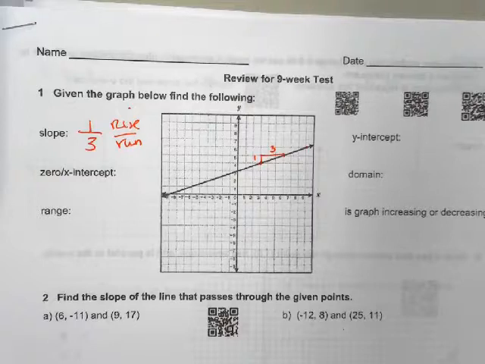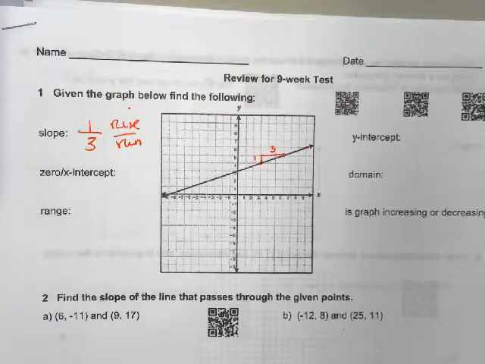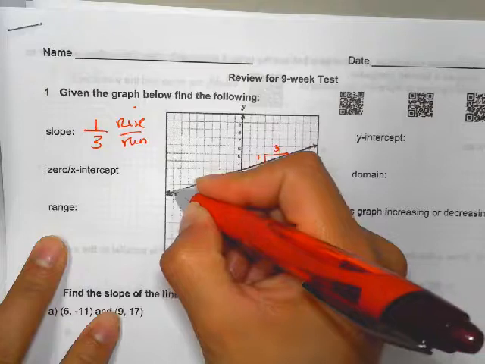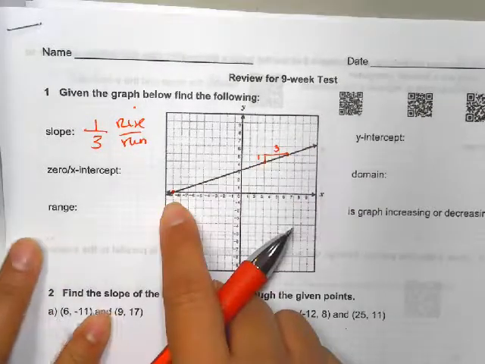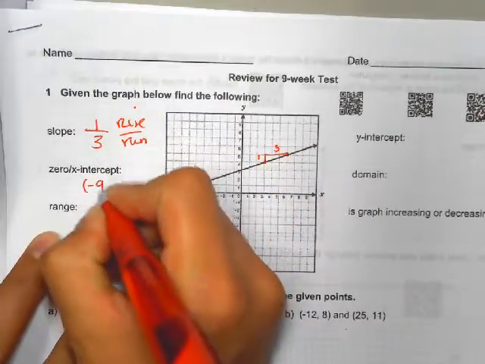Now, what is the x-intercept according to this graph? Where does it cross the x-axis? At -9 is correct. Right here is where it crosses the x-axis. So this is -9, 0.